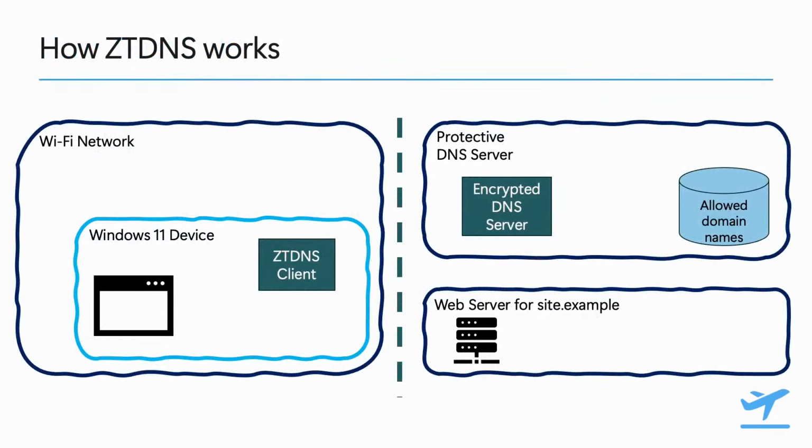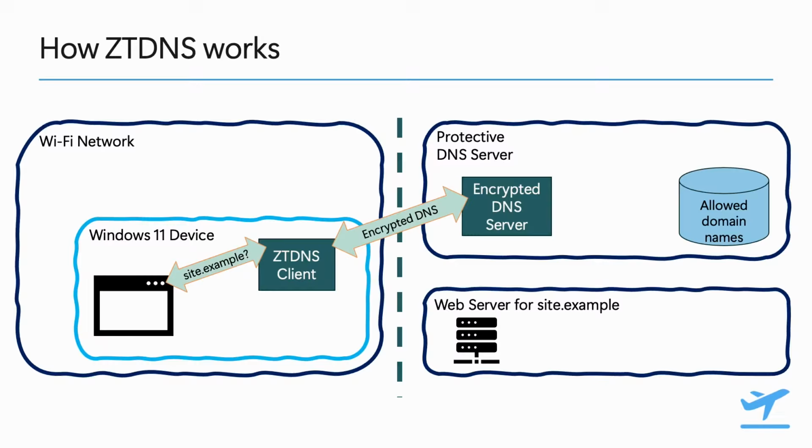Now let's see how Zero Trust DNS actually works. When Zero Trust DNS is enabled on a Windows 11 device, Windows blocks all outbound IPv4 and IPv6 traffic except connections to the protective DNS server, as well as essential network traffic like DHCP, DHCPv6, and the Neighbor Discovery Protocol, NDP. When applications need to connect to a destination, they query the protective DNS servers using encrypted DNS channels like DNS over HTTPS or DNS over TLS, using the Windows DNS client or ZTDNS client.